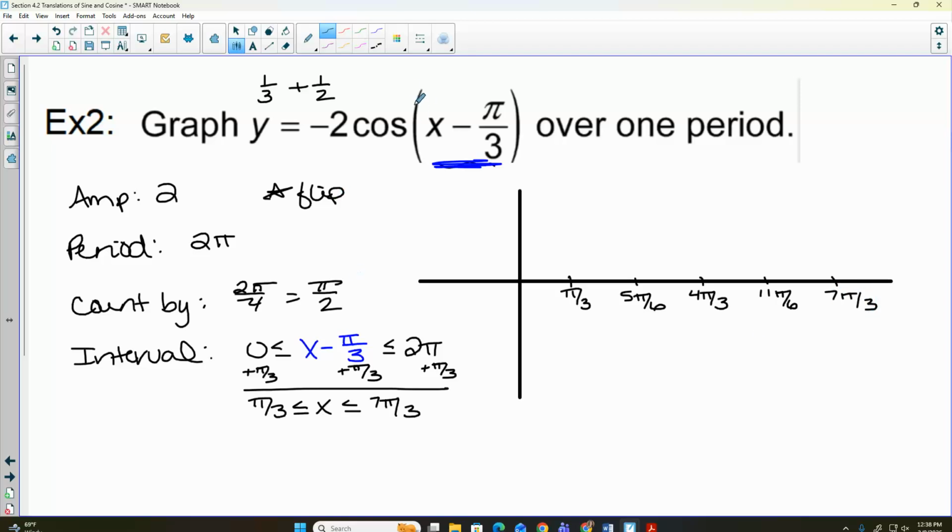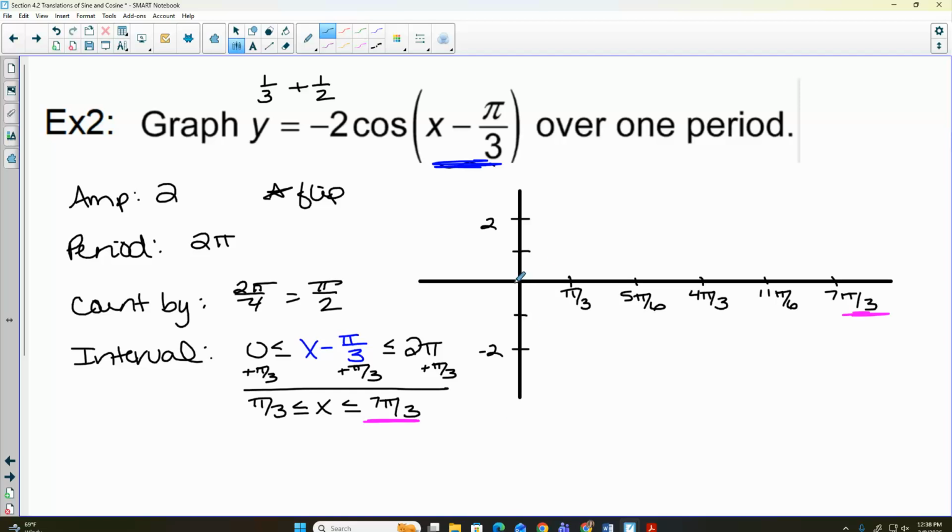And how do I know I'm right? That was where my interval was supposed to end. So if my 5th point doesn't end there, I either messed up on my interval or I messed up adding my count by. Go back and figure out where. All right, my amplitude is 2. So high point at 2, low at -2.